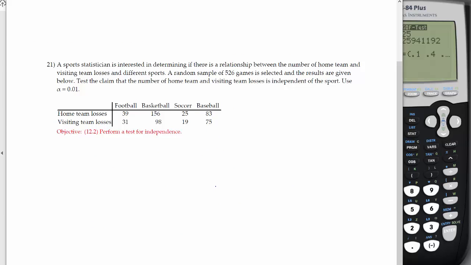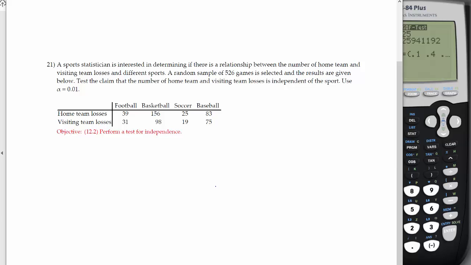21. A sports statistician is interested in determining if there is a relationship between the number of home team and visiting team losses and different sports. A random sample of 526 games is selected and the results are given below. Test the claim that the number of home team and visiting team losses is independent of the sport. Use alpha equals 0.01. This is called an independence test.